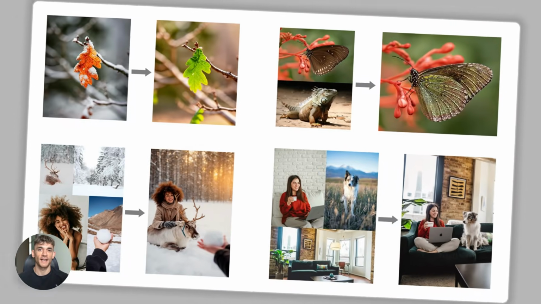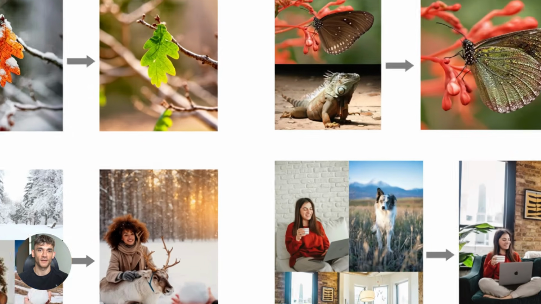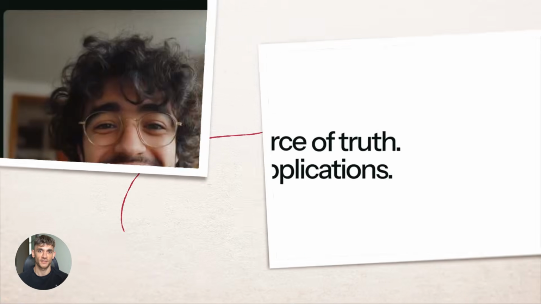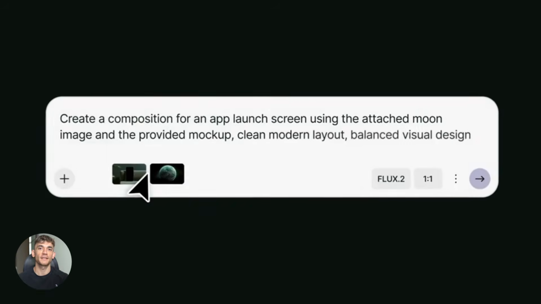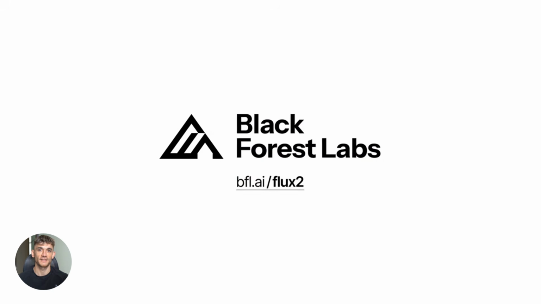FLUX.2 is on another level. What if I told you there's an AI that can create 4 megapixel images that look completely real, and it can edit those images too and keep the same person or product looking identical across 10 different photos? This is FLUX.2. Black Forest Labs just dropped this, and it's absolutely insane.